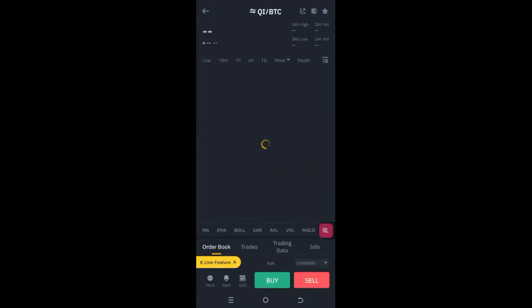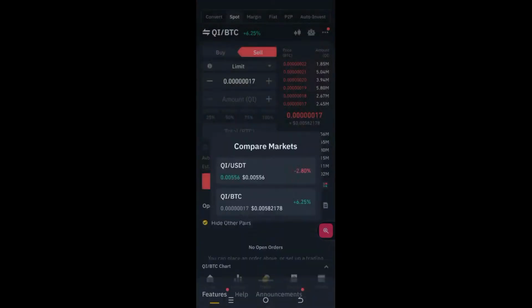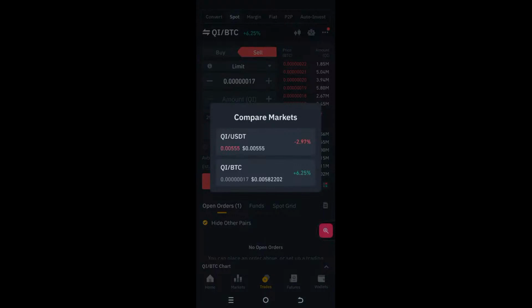So let's go ahead and check the compare markets. I want to show you something now, because this looks so good. It looks like 4%, right? But really it's not 4%. Let me show you why I'm saying that. Because for us to carry out this trade, we need to look at the order book, very importantly, right? So I'm going to go back into my QI USDT.